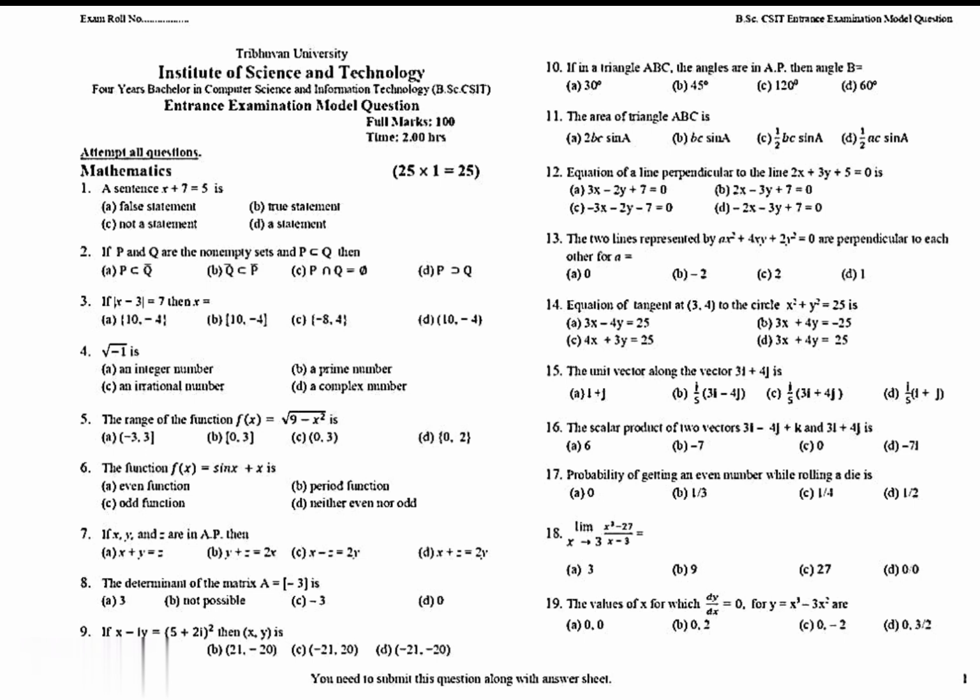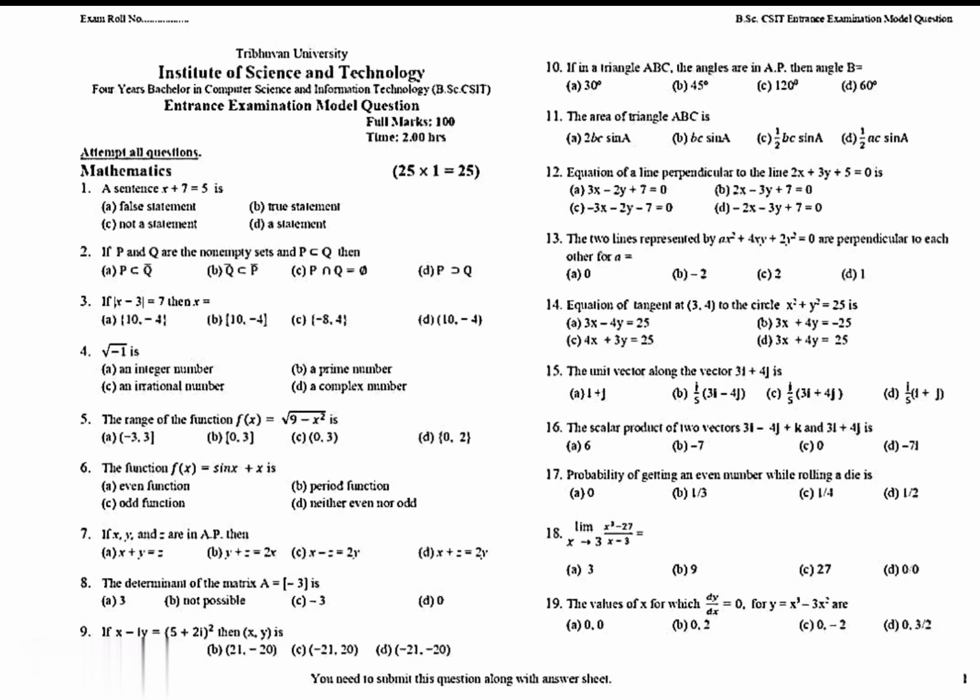Question number 13. The two lines represented by x square plus 4xy plus 2y square equal to 0 are perpendicular to each other for A equal to A. 0, B. Minus 2, C. 2, D. 1. Question number 14. Equation of the tangent at (3, 4) to the circle x square plus y square equal to 25 is A. 3x minus 4y equal to 25, B. 3x plus 4y equal to minus 25, C. 4x plus 3y equal to 25, D. 3x plus 4y equal to 25.